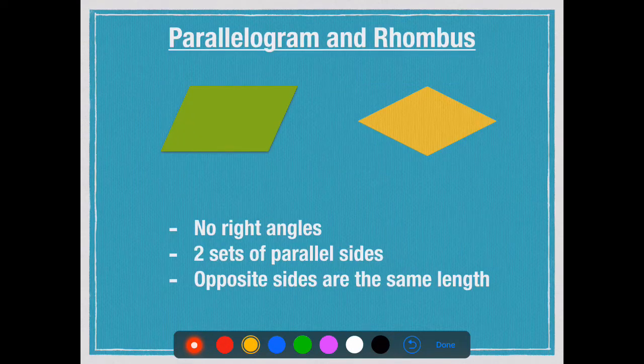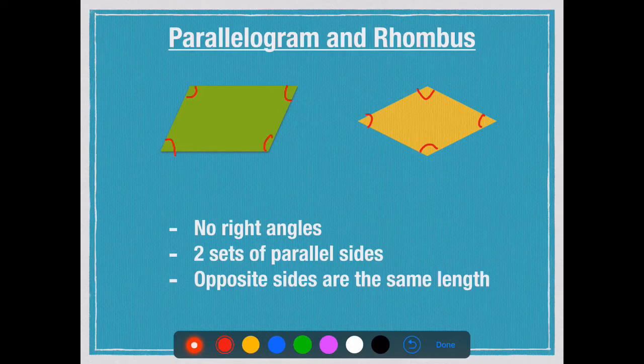Let's keep going. A parallelogram and a rhombus are also quadrilaterals. They have 4 sides. But they're a little bit different because they do not have any right angles. If you look at the angles here in a parallelogram and a rhombus, they are not right angles. They're not perfect square corners. You can't fit an edge of a piece of paper in there perfectly. It wouldn't fit. It wouldn't match up.